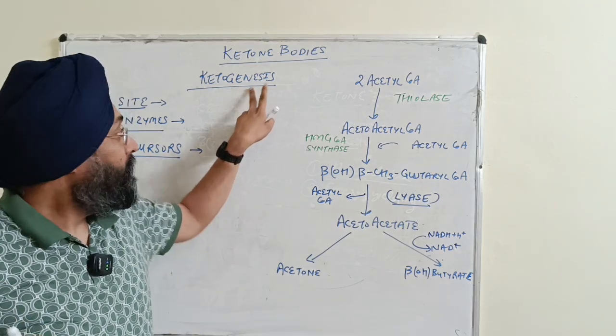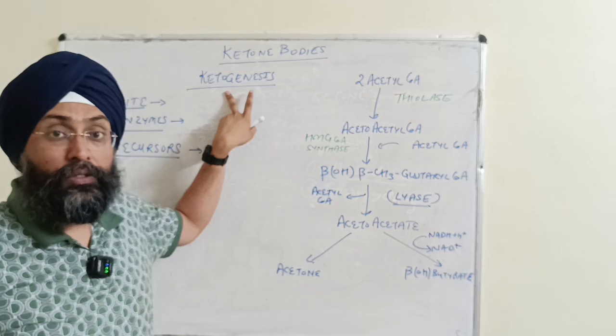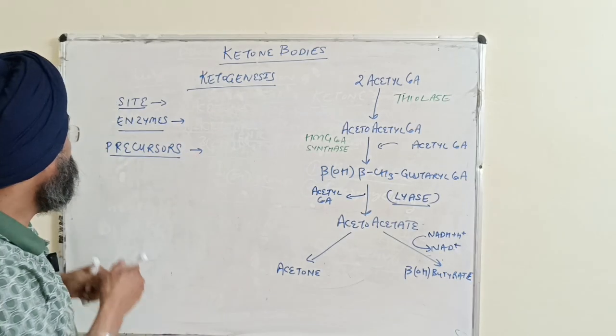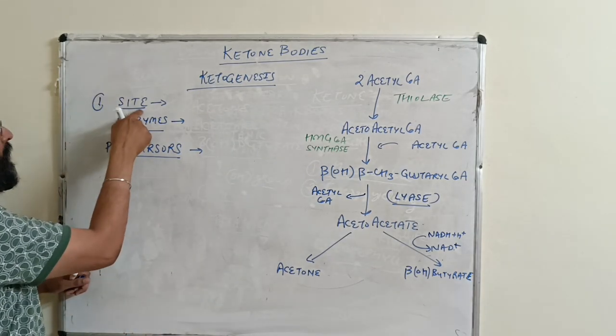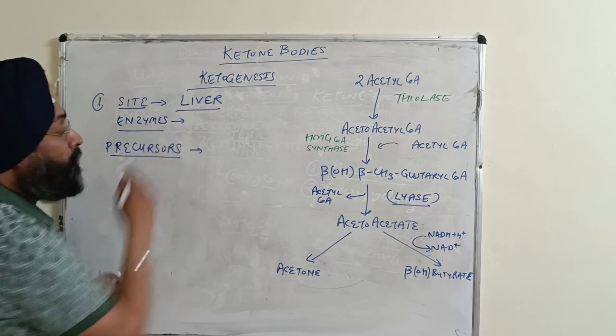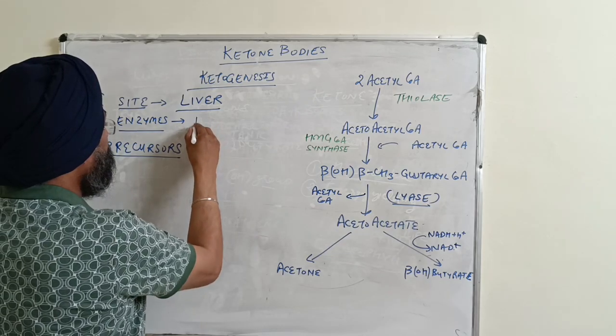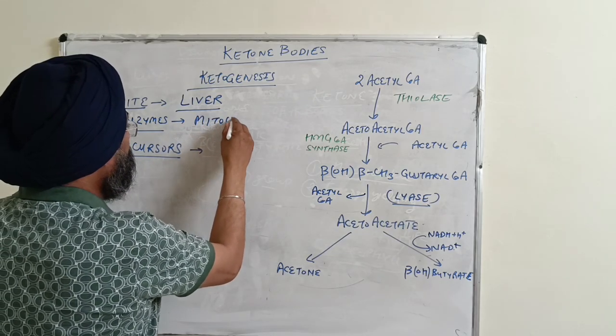Keto means ketone bodies, and genesis means to synthesize. So the synthesis of ketone bodies is known as ketogenesis. The site where it is synthesized is the liver, where ketone bodies are synthesized in the body. Then the enzymes are present in the mitochondrial matrix.